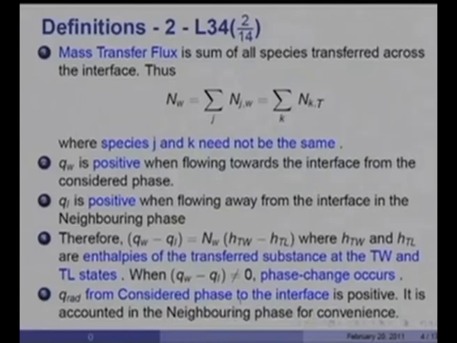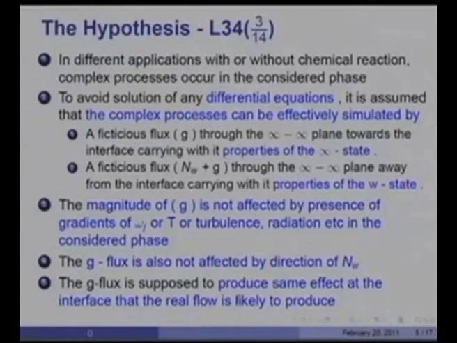So, with these definitions, we now turn to the main hypothesis of the model. Now, in different applications with or without chemical reaction, complex processes occur in the considered phase. That is where you will have effects of property variations, effect of turbulence, and a variety of other issues. There may be chemical reaction, there may not be any chemical reaction, and so on and so forth.